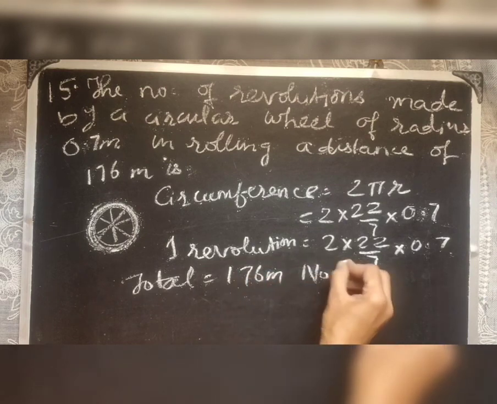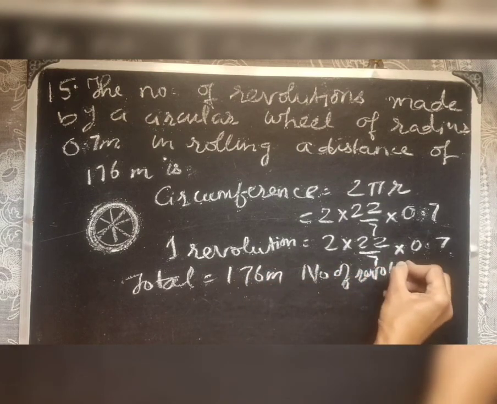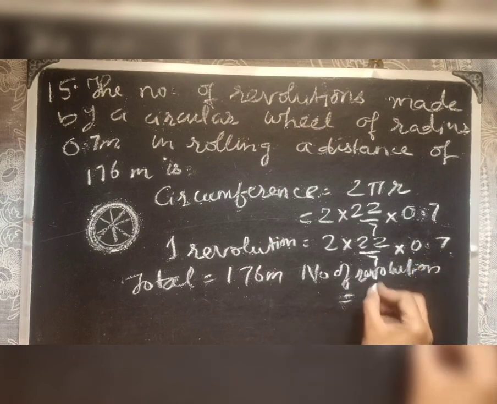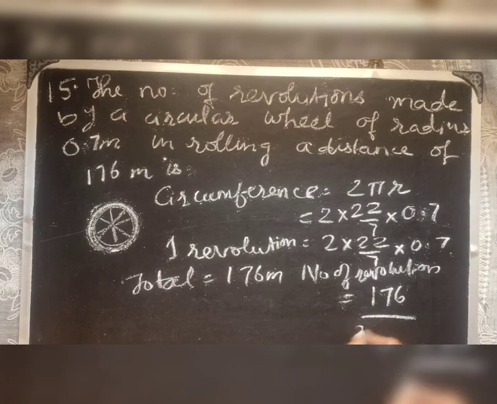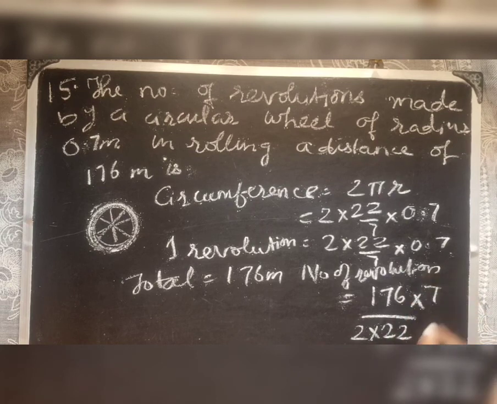Therefore, the number of revolutions will be what? It will be the total distance divided by the distance covered in one revolution. That means how much distance it has covered in one revolution. So 176 divided by 2 into 22 by 7 into 0.7. So 22 by 7 means it will go to the top as 7 over 22, into 0.7.